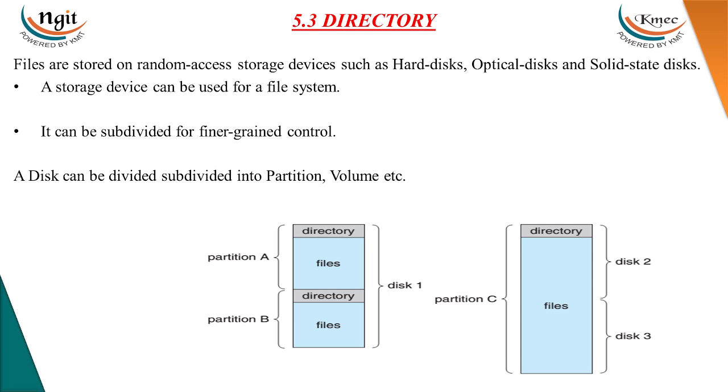Let's see the next topic, directory and directory structures. Files are stored on random access devices, which are either magnetic disks, that is your hard disk, or optical disks, SSDs, CDs and DVDs. These magnetic disk and solid state disk storage devices can be used for a file system. These disks are again subdivided into partitions and volumes.